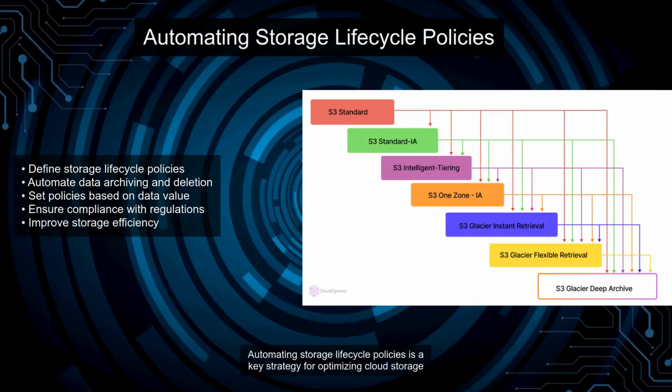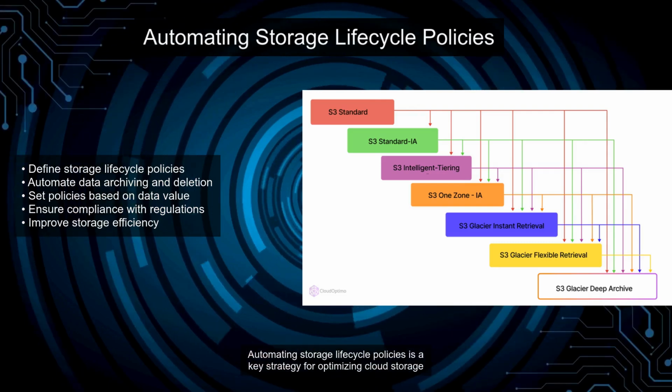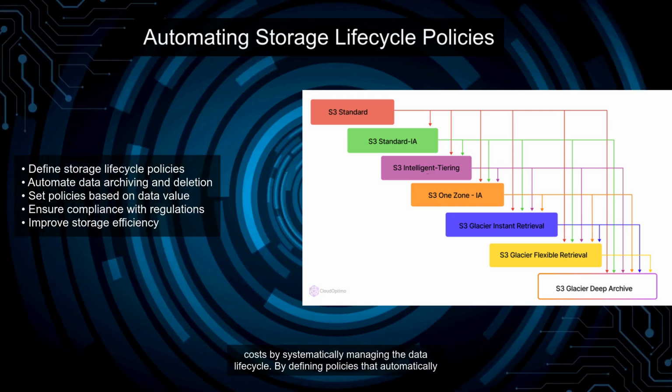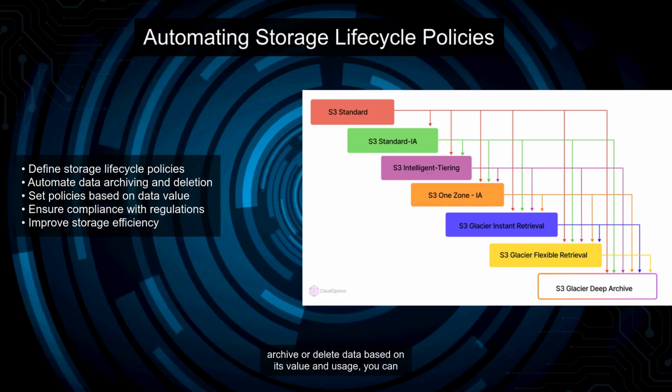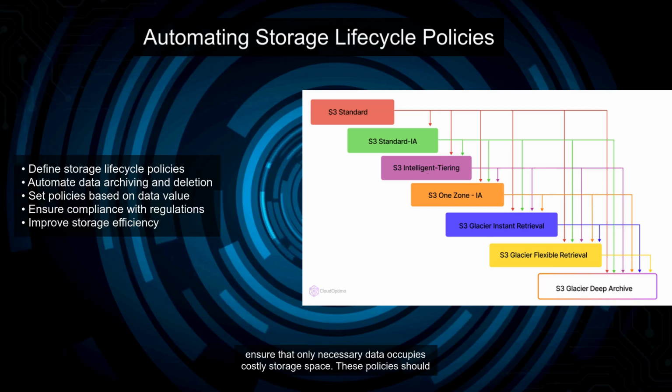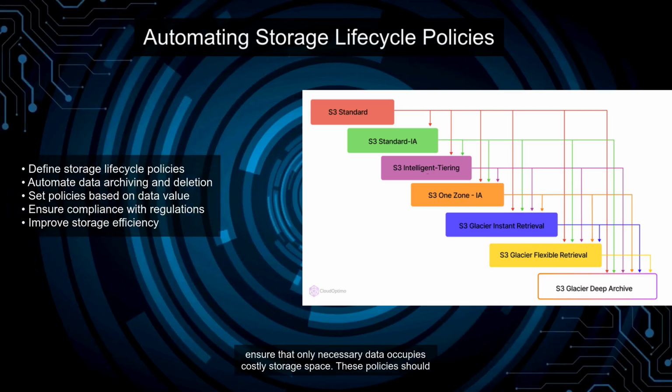Automating storage lifecycle policies is a key strategy for optimizing cloud storage costs by systematically managing the data lifecycle. By defining policies that automatically archive or delete data based on its value and usage, you can ensure that only necessary data occupies costly storage space.